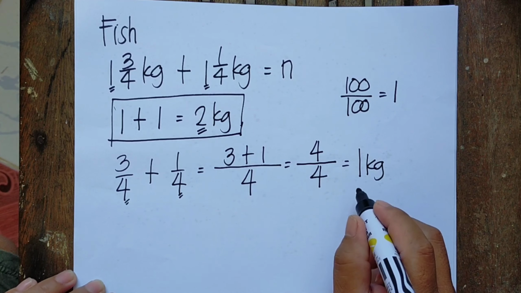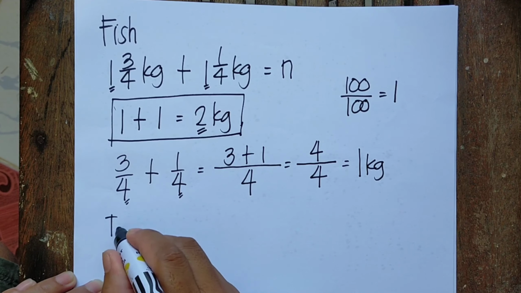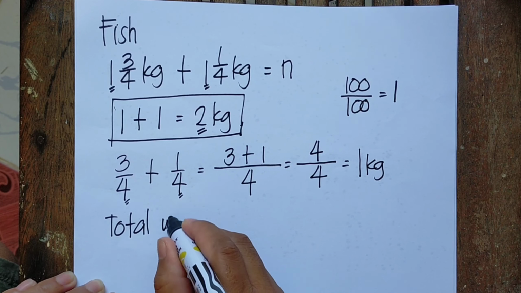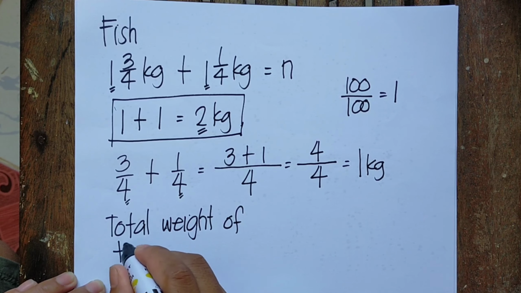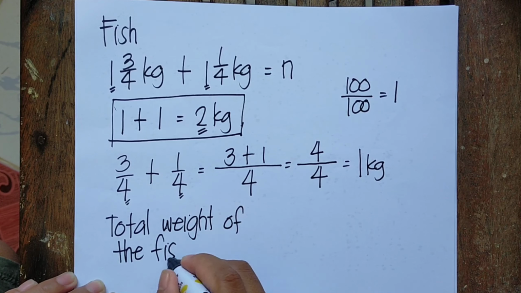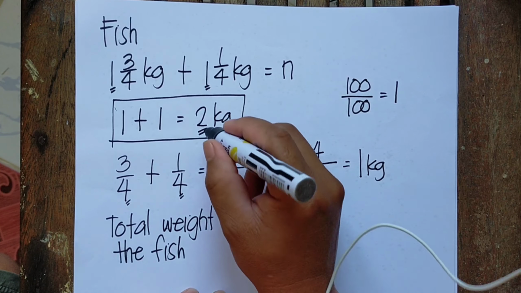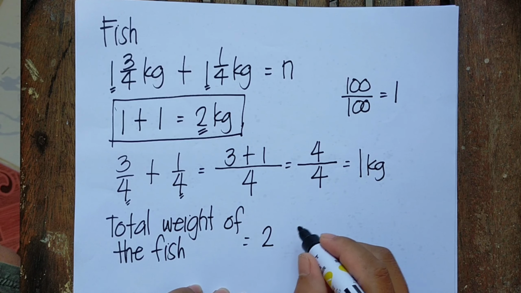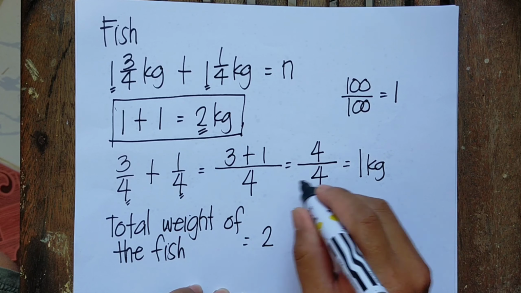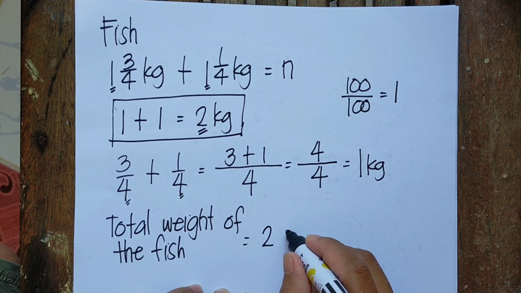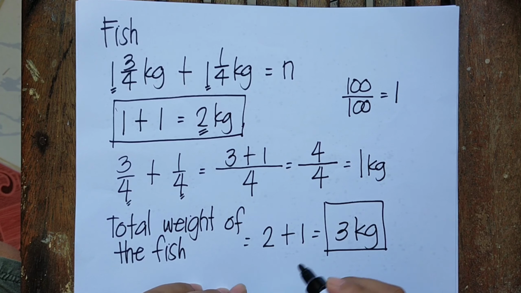So let us now find the total weight of the fish. So up here our whole number, the 2 kilograms, and 1 kilogram here, which is the sum of the two fractions that we have added. So 2 plus 1 equals 3 kilograms. Therefore, the total weight of the fish I bought is equal to 3 kilograms.